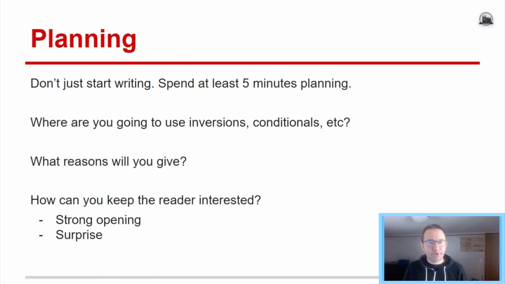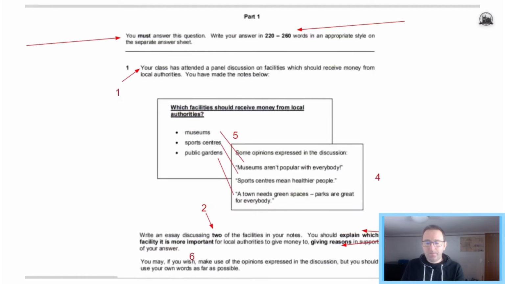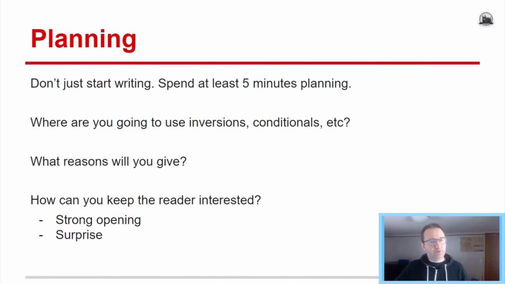Where are you going to use inversions, conditionals, phrasal verbs, all those advanced things that you need to use to get a high score? And here you can also start to think about what reasons you will give. It asks for reasons. So where should we give the money and why? You have to think about that. And if you do that in the planning stage, you won't forget to do it. I covered most of this in my other video, but I didn't do this one. How can you keep the reader interested?